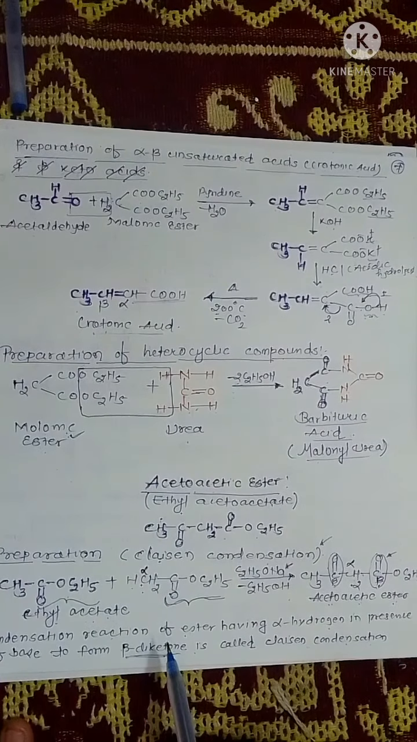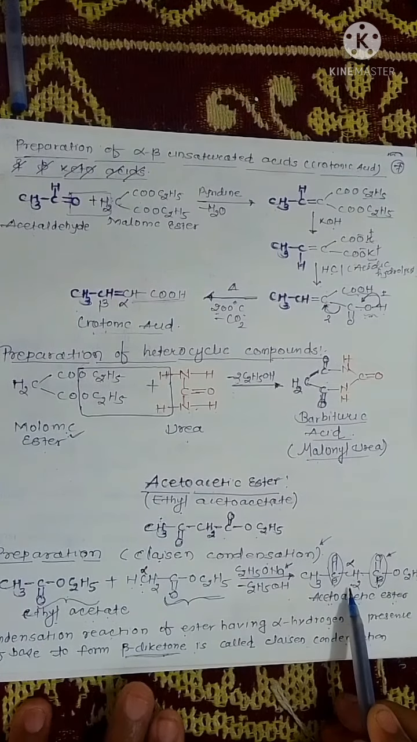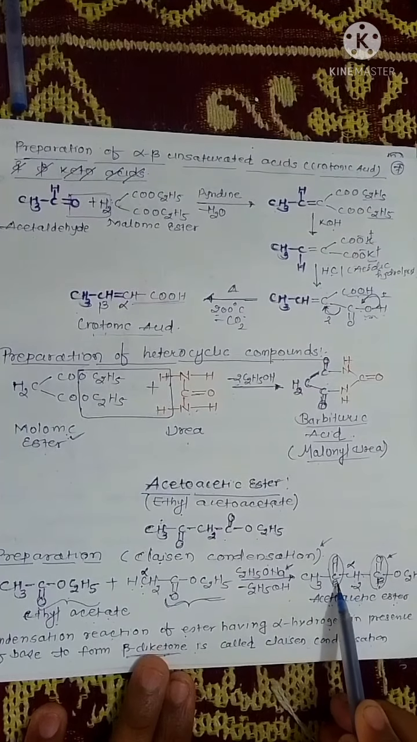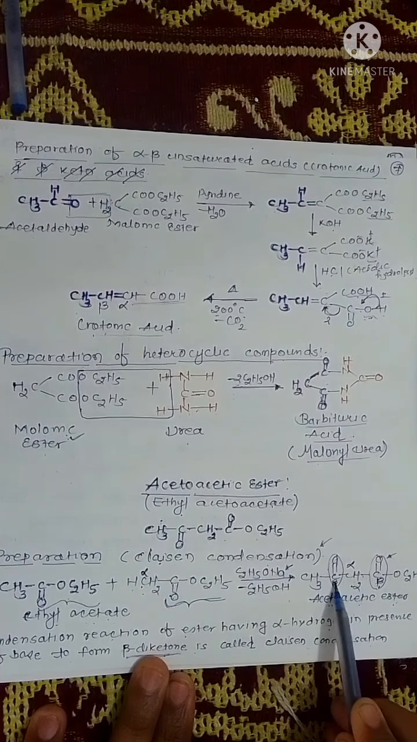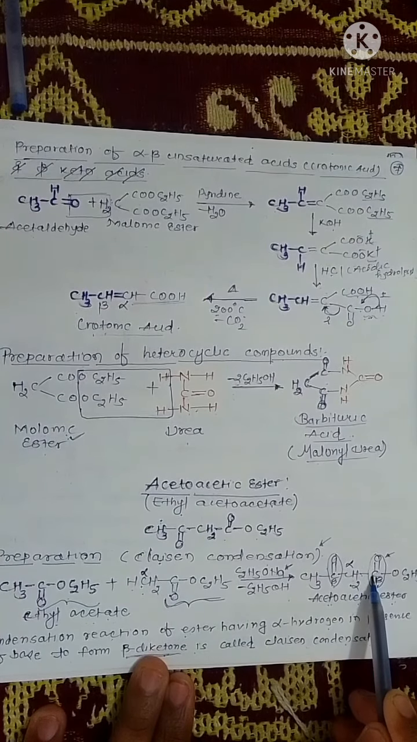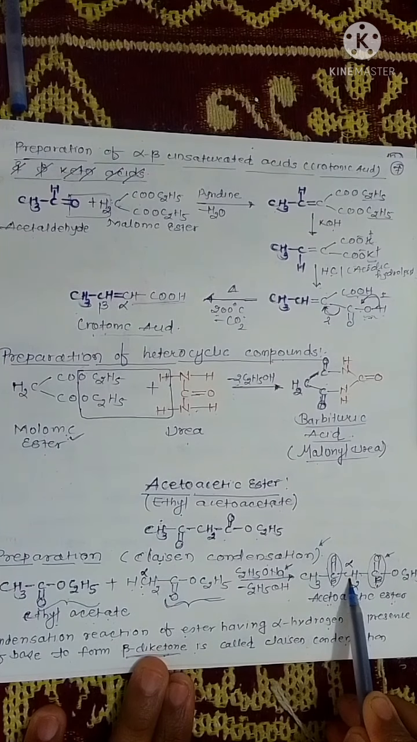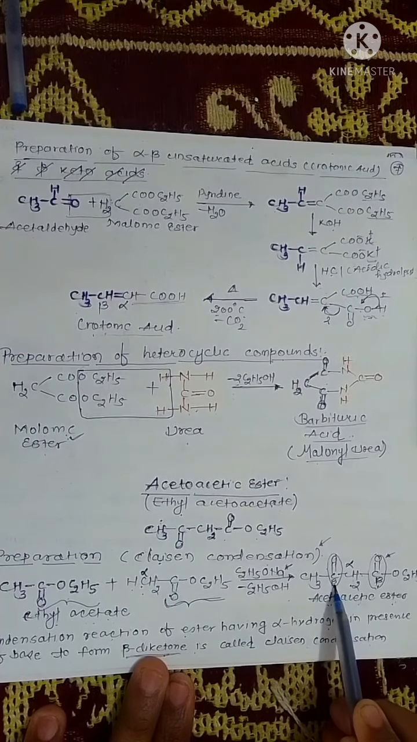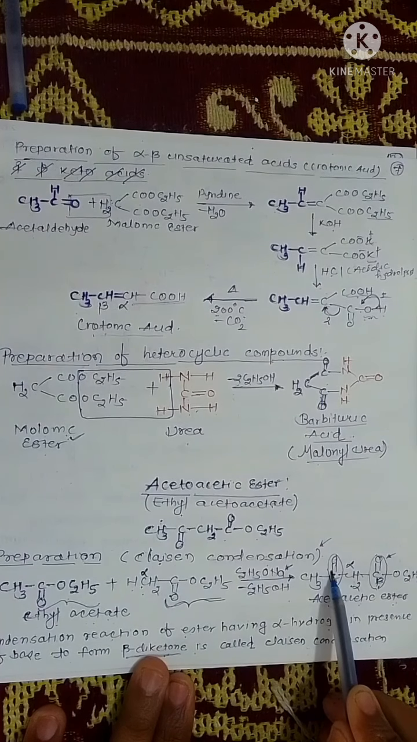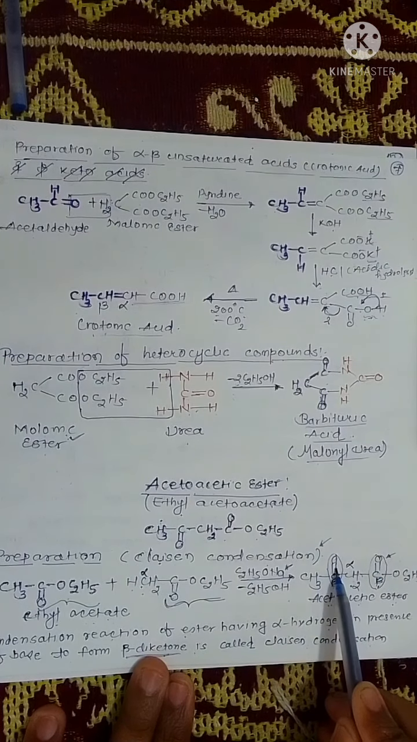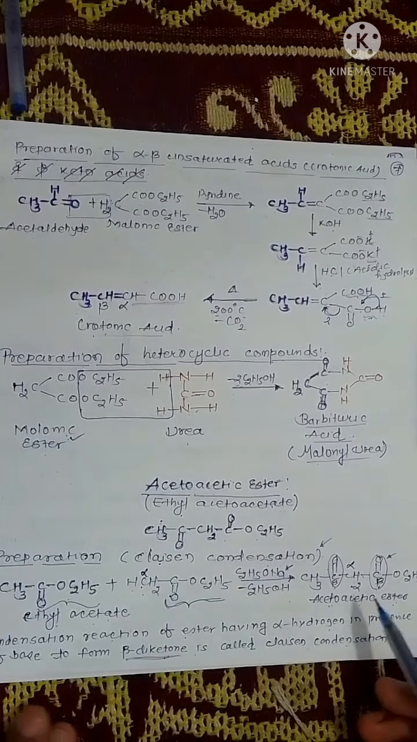So just see here, why is this acetoacetic ester a beta diketone? In this case both the carbonyl groups are at beta position to each other. Next to this carbonyl, this carbon is alpha and this carbon is beta. So this carbonyl group is at beta position from this carbonyl group. Same way this carbonyl group is at beta position from this carbonyl. So this class of compound is also known as beta diketone compound.